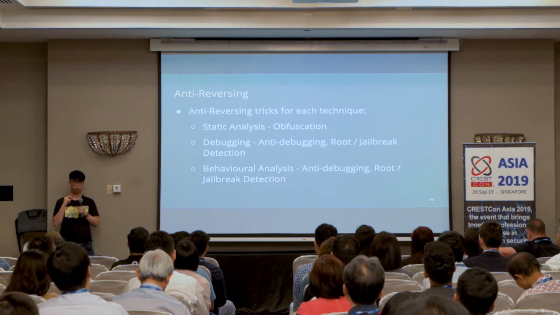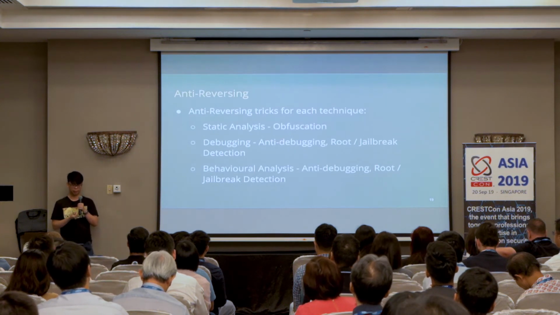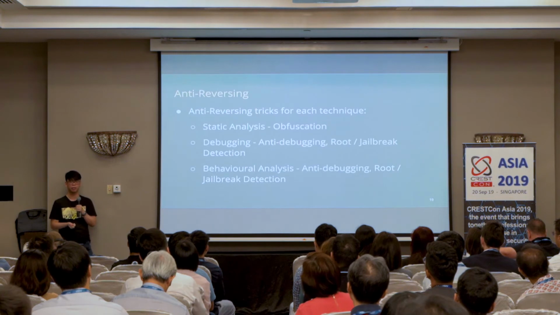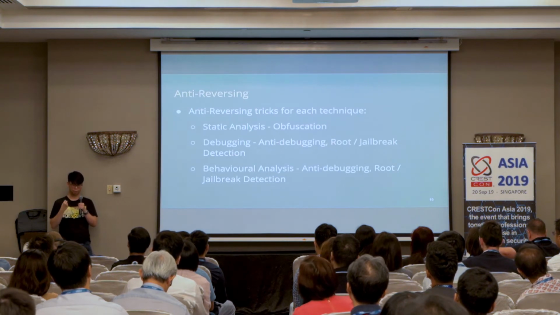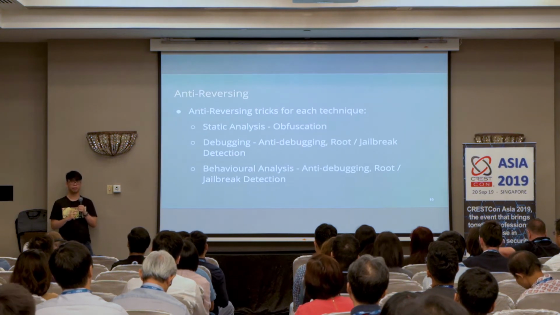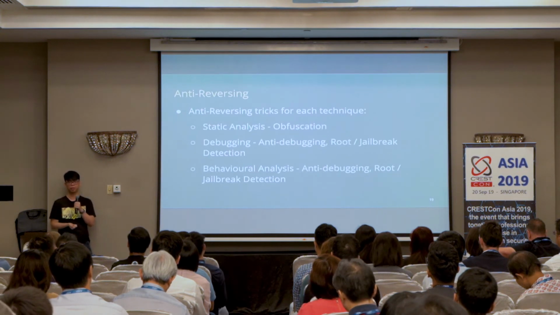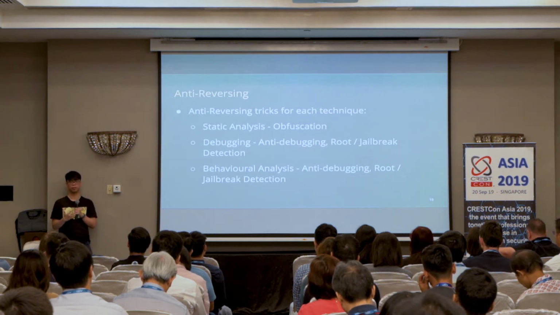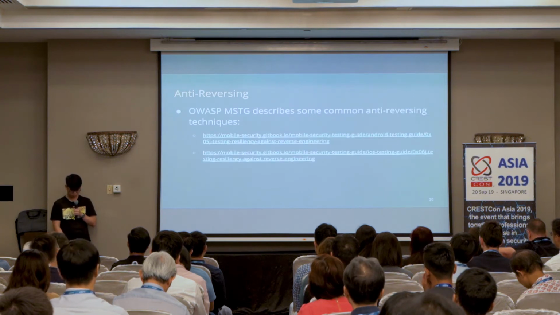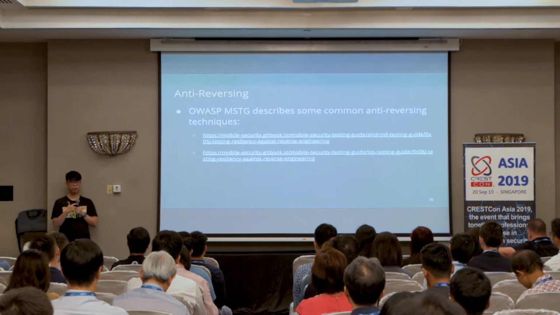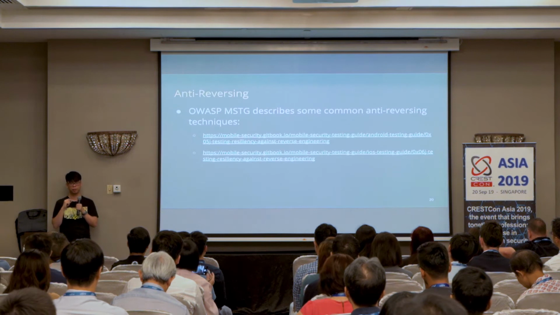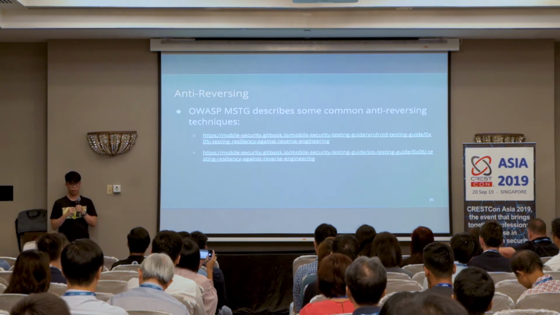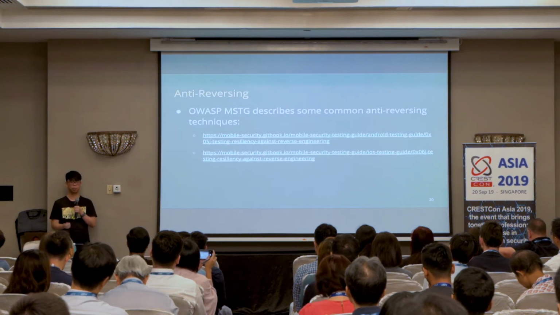And for runtime debugging, dynamic analysis like debugging or behavioral analysis, an application developer might employ anti-debugging techniques, or on mobile devices, especially popular are root and jailbreak detections, because a lot of this analysis requires you to have root or something root-like on your system to run. And the OWASP MSTG, the Mobile Security Testing Guide, actually documents some of the more common anti-reverse engineering techniques you might find on a mobile device.